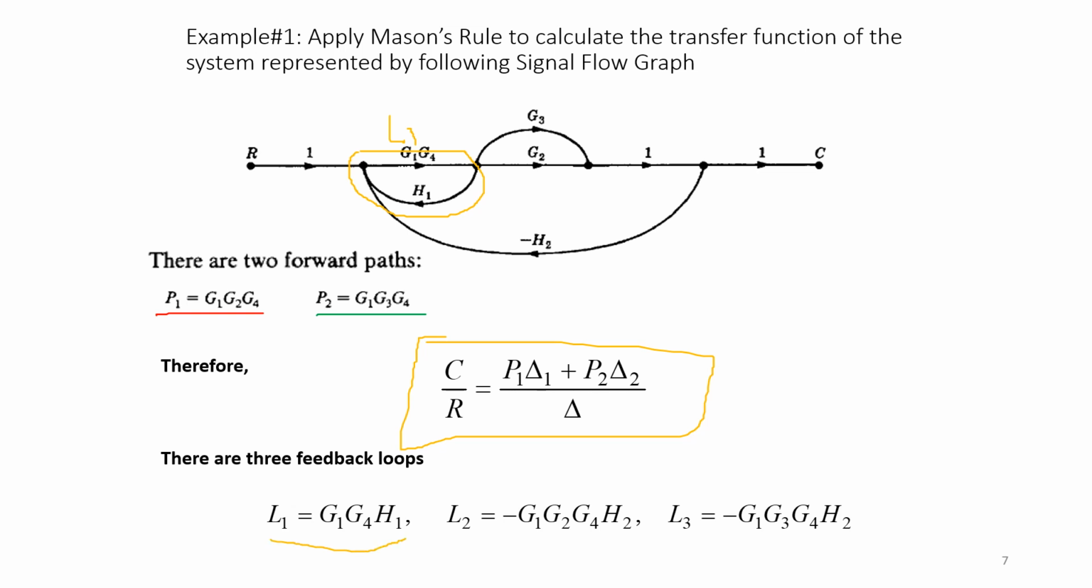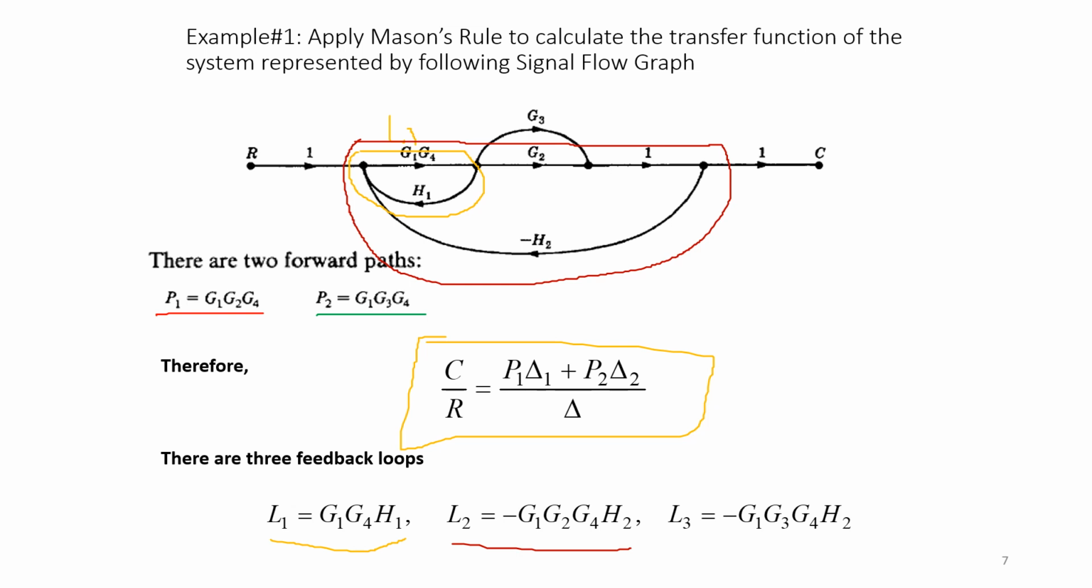Similarly, I need to search for the remaining loops. I'm writing it here in red color. I'm starting from the same node and going like this. You have one feedback here, you come back like this and you reach the node. So this is one more loop which I'm naming L2. What is the gain across here? G1, G4, G2 and minus H2. The sign also you are supposed to consider. So the loop gain for L2 is minus G1, G2, G4, H2.